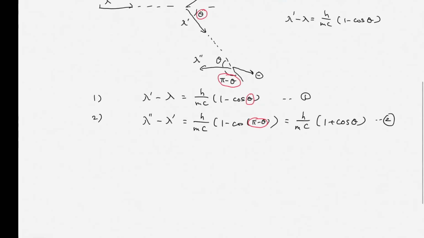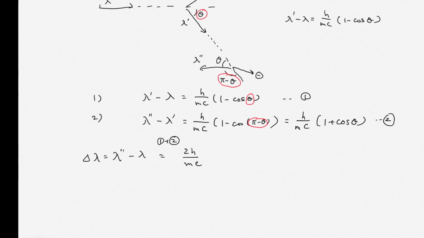And in the question, we'd like to find the delta lambda, which is lambda double prime minus lambda. In this case, you can just add equation 1 and equation 2. Then lambda prime is going to be cancelled out, and cosine theta is also cancelled out. So this becomes 2h over mc.